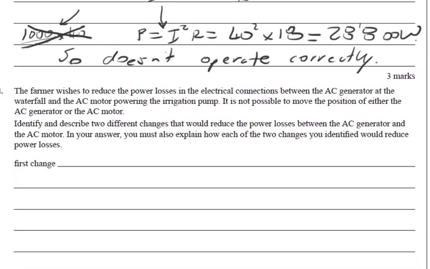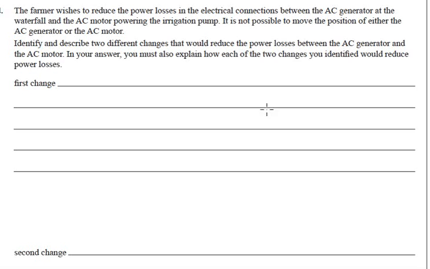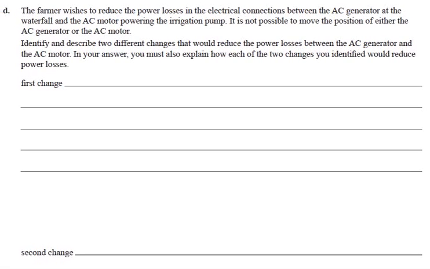Right, and the last one in this, part D. The farmer wishes to reduce the power loss in the electrical connections between the AC generator and the AC motor powering the irrigation pump. It's not possible to move the position of either the generator or the motor. Identify and describe two different changes that reduce the power loss between the generator and the AC motor.